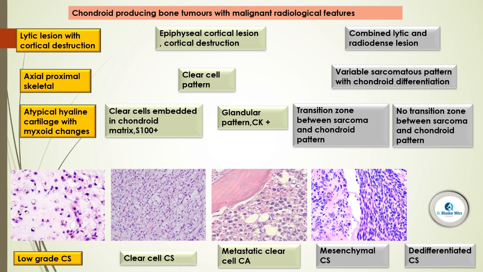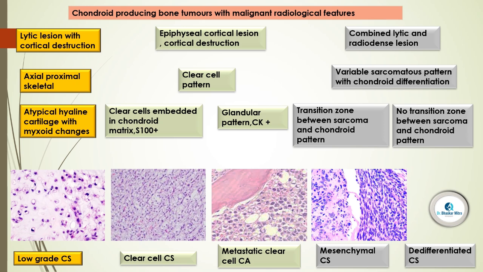There may be the presence of a metastatic tumor, which shows a glandular appearance, again showing similarity to the radiological picture of the chondroid cells. But as this is a metastatic carcinoma, we can see cytokeratin positivity among these cells. So clear cells may be clear cell chondrosarcoma, or there is a chance that it may be a clear cell carcinoma metastasized to the bone.